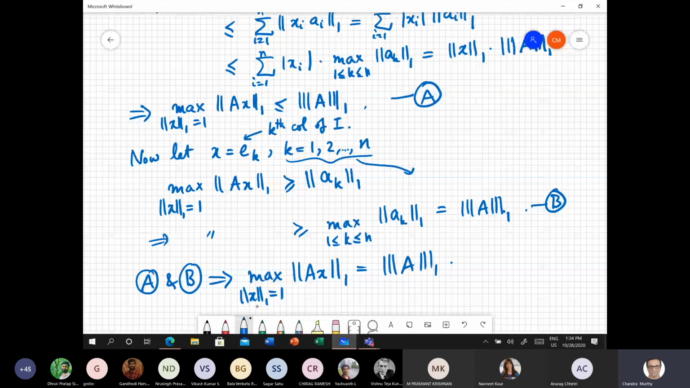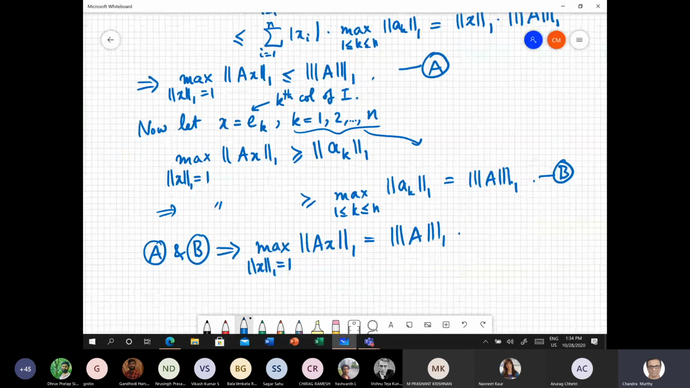It's an exercise for you to show that this is a matrix norm by showing that it satisfies the 4 properties for a matrix norm.